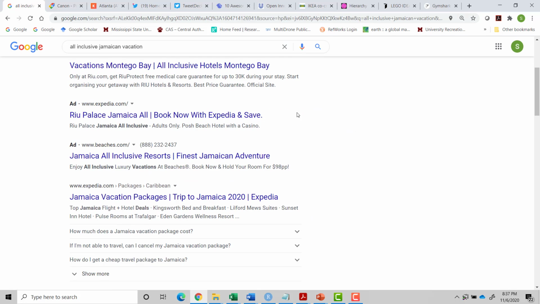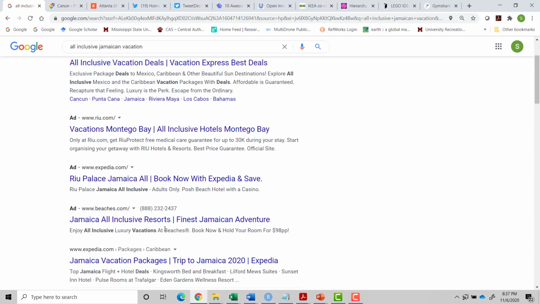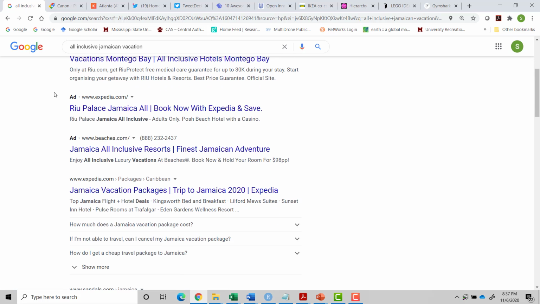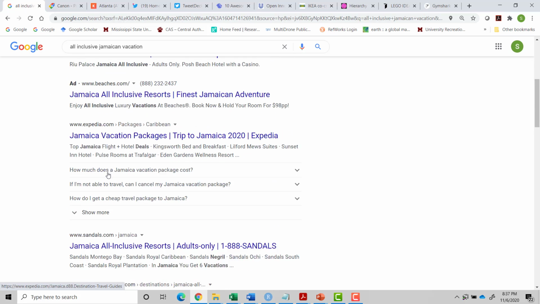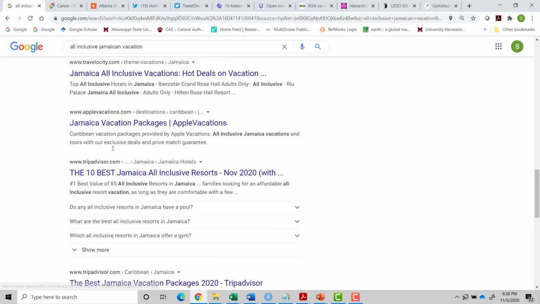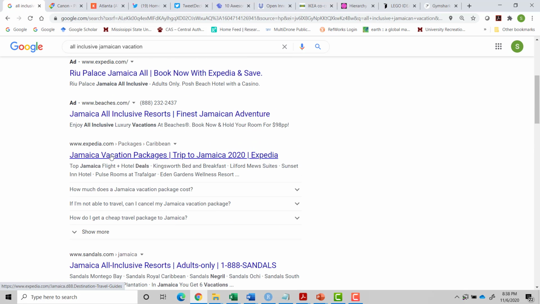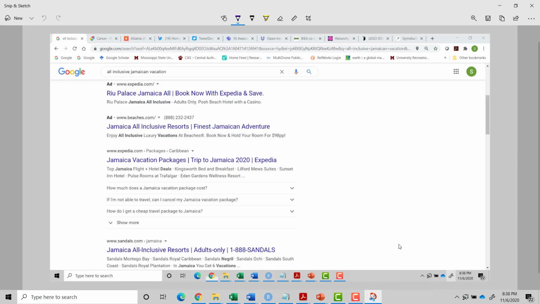I'm going to get some searches from Google. And you notice here that the top ones have an ad label on them. These are paid searches. Then as we go down, these are the actual results based on the Google search ranking. So let me take a little snippet of this. These here are what we call paid search.